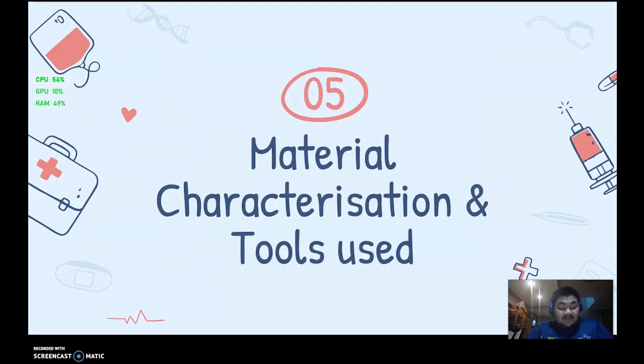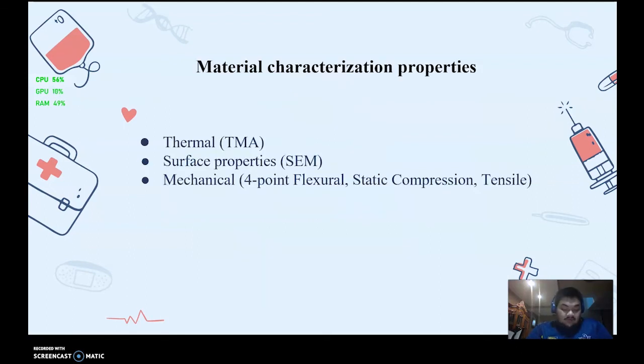However, before finalizing the product, we need to fully understand the properties of the materials used in all aspects. Therefore, we must utilize tools to study its properties and microscopic structure to ensure its suitability. Now, the properties that we want to analyze are the thermal properties using TMA, surface properties using SEM, and the mechanical properties using the flexural, compression, and tensile tests.